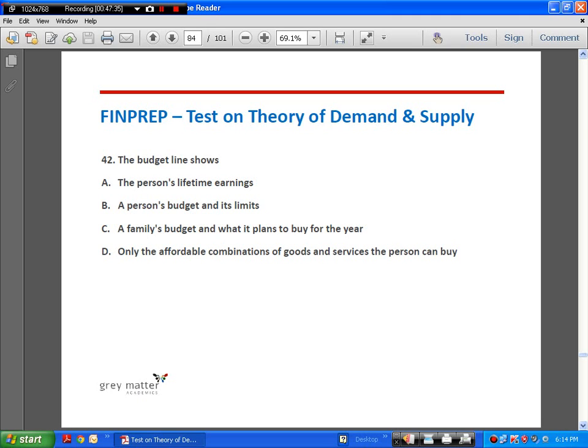The 42nd question: the budget line shows the person's lifetime earnings, a person's budget and its limits, a family's budget and what it plans to buy for the year, or only the affordable combinations of goods and services the person can buy. So the budget line means how his income is divided between the various goods under consideration at the existing price level. Or in other words, how many combinations of goods he can afford with his current level of income. The right answer is option D, only the affordable combinations of goods and services the person can buy.